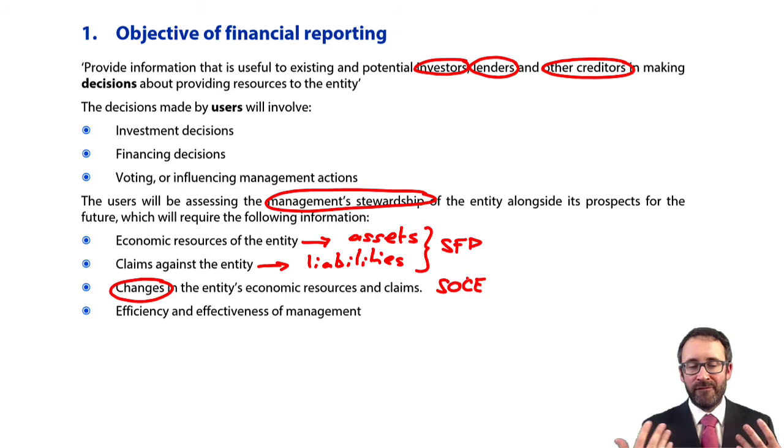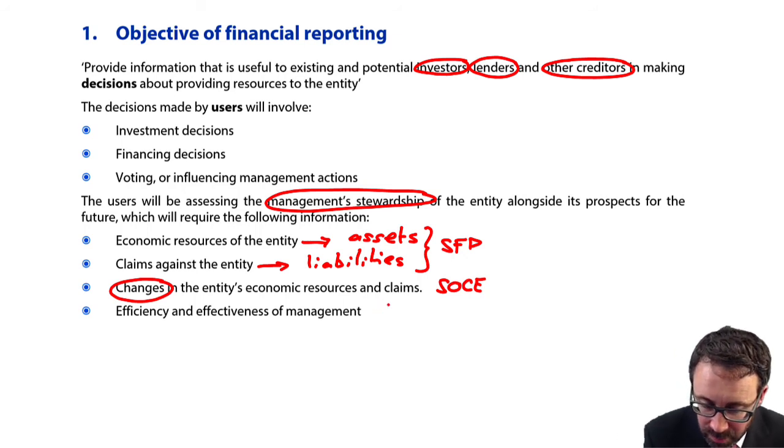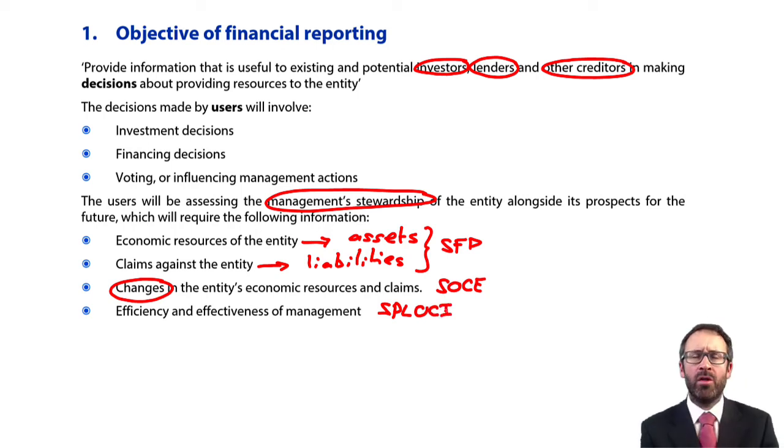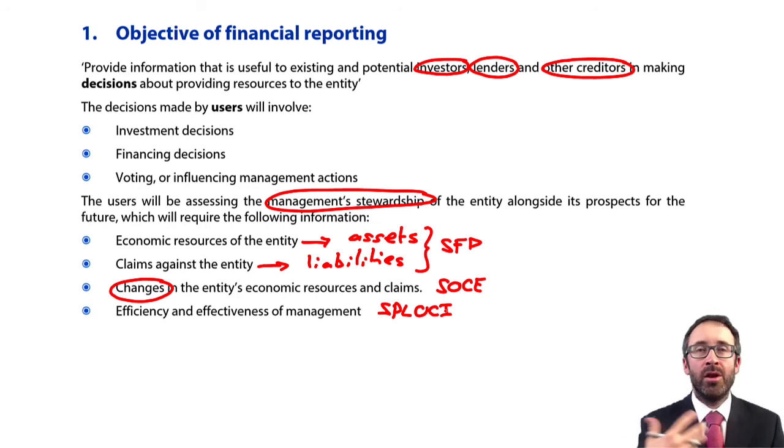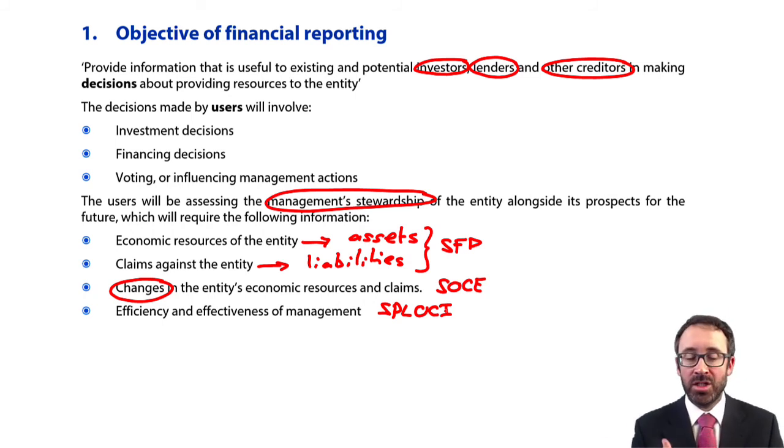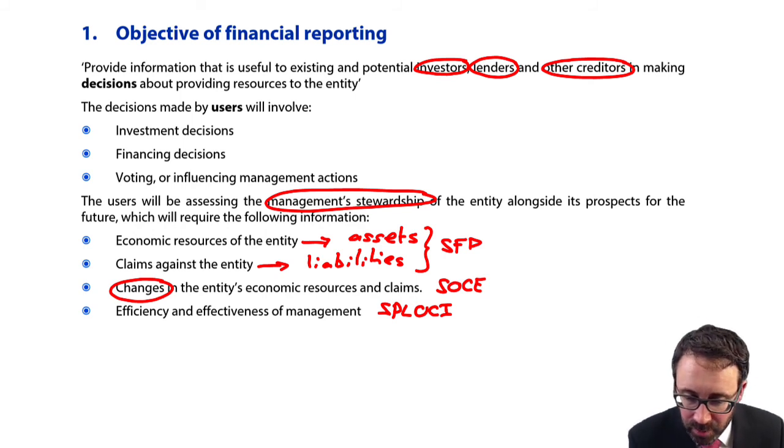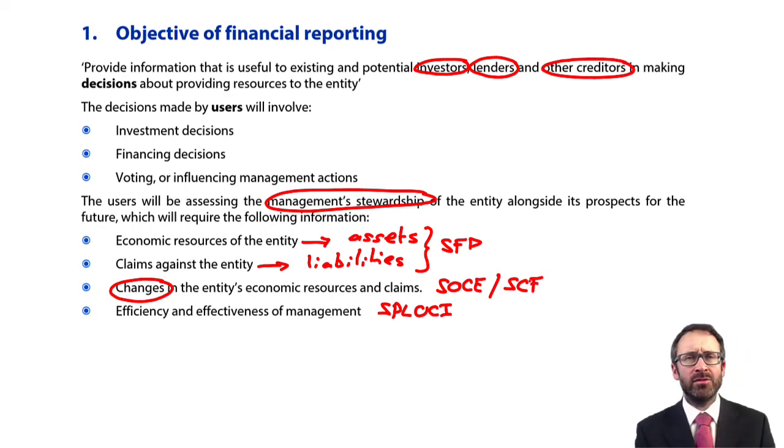When we're looking at the efficiency and the effectiveness of management, that's where we begin to look at the statement of profit or loss and other comprehensive income, because the resources we've used, the assets and liabilities, working capital, non-current assets and non-current liabilities, will be used to help this business generate profit. And we can see how efficient and effective they are at generating that profit. Technically, as you're changing the entity's economic resources and claims, you could also look at the statement of cash flows.